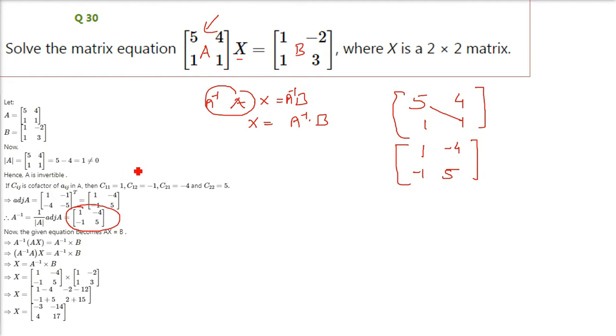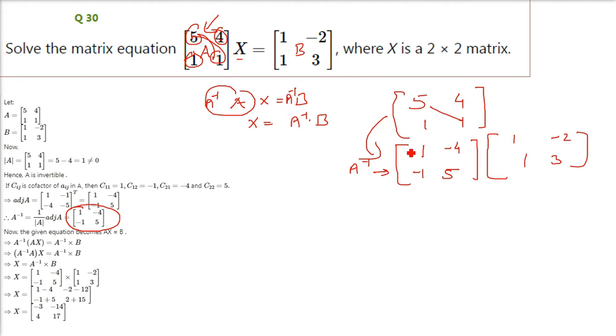You are free to do it by the cofactor method, but I am just telling you the shortcut method. So now you have this A inverse with you. Now you have to multiply this with B. This B will be 1, minus 2, 1 and 3.